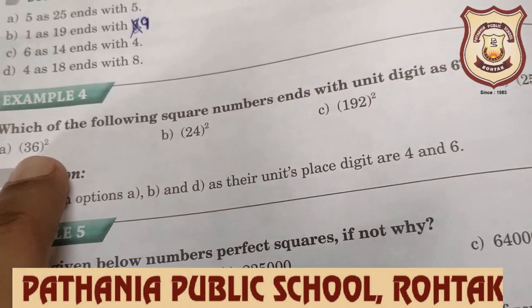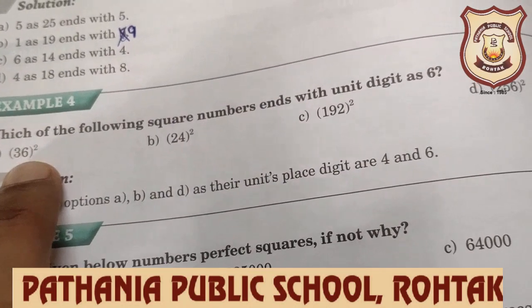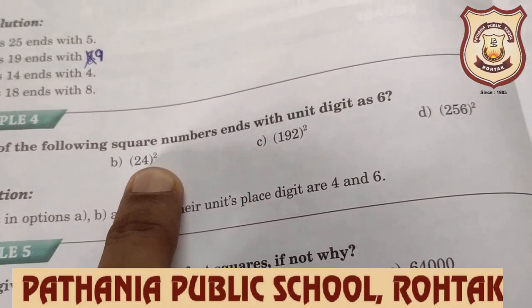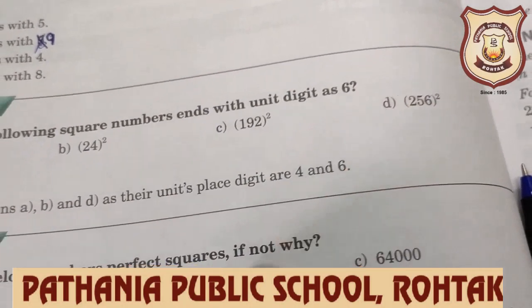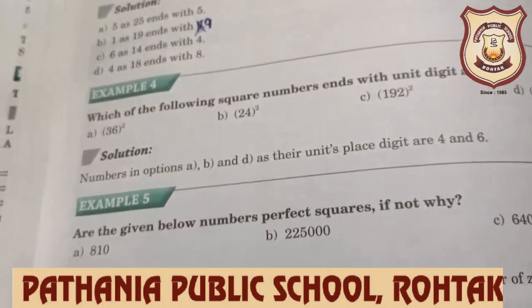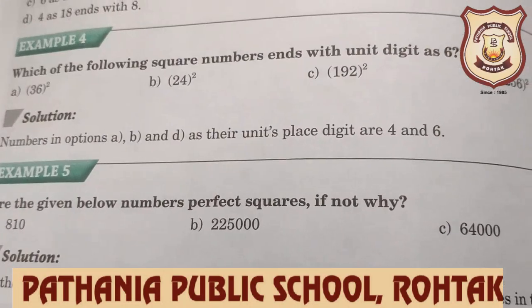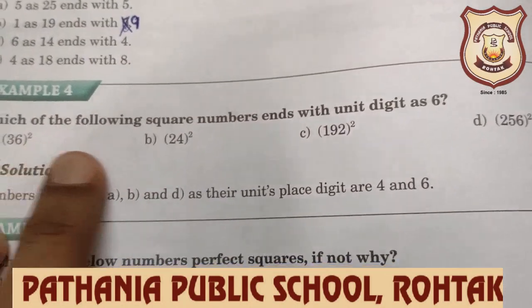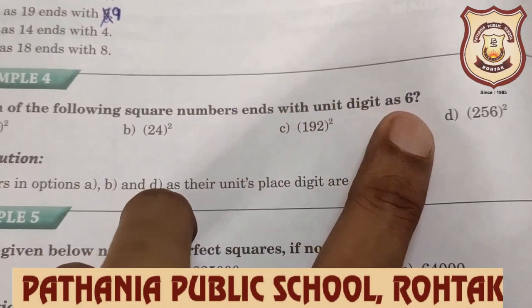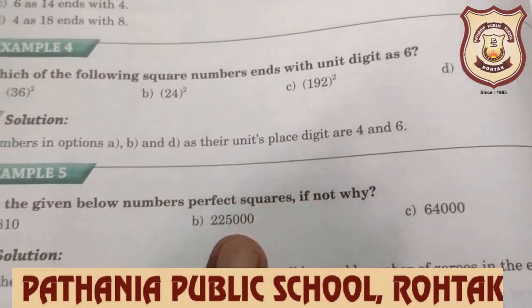If you have to write the reason, because the unit digit of 36 is 6, the unit digit of 24 is 4, and the unit digit of 256 is also 6. So in this way you can tell which number's square ends with the unit digit 6.